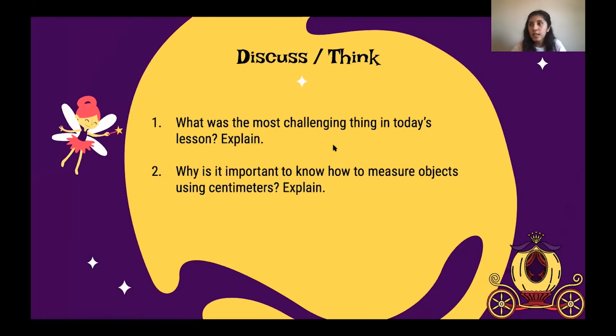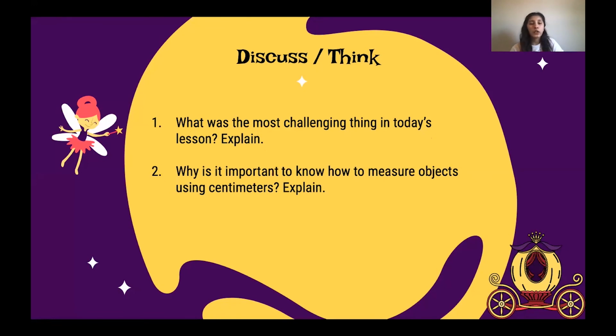Now the discuss/think. So remember that when you're going in a discussion or the thinking, you can go ahead and discuss with your parent, your brother, your sister, your best friend, or whoever's around you, or you can go ahead and just think to yourself, okay? So right here it says, number 1, what was the most challenging thing in today's lesson? Explain. So what was the most difficult thing and why was it the most difficult thing?